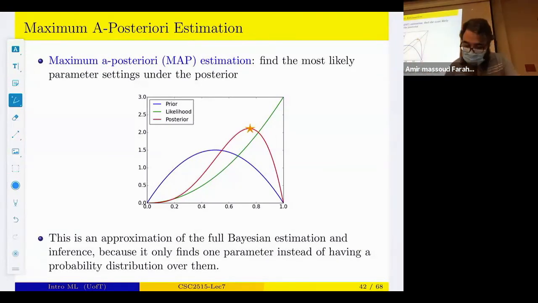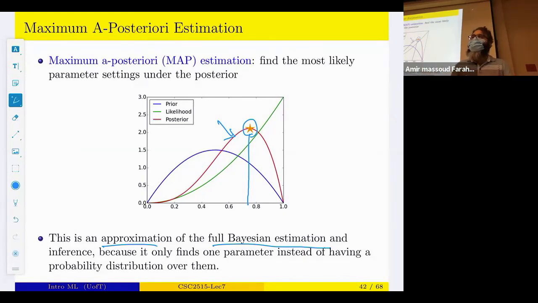So this was the posterior. Instead of using all its values and doing the integration, we can look at the point that maximizes it, whatever value it is, and say that this is our estimate. So we provide one point as our estimate instead of having the whole distribution. This is an approximation of the full Bayesian estimation and inference, because it only finds one parameter instead of having a probability distribution over our parameter.